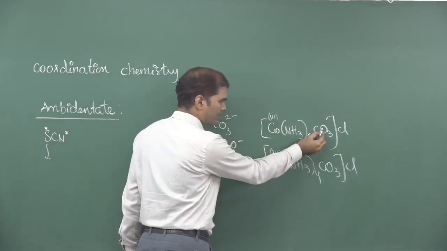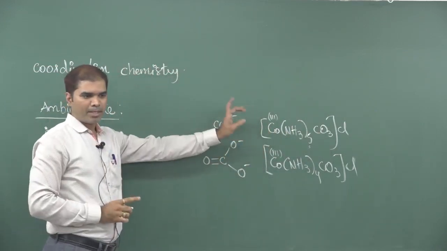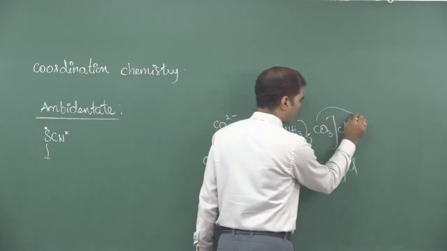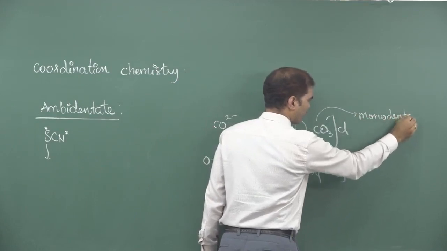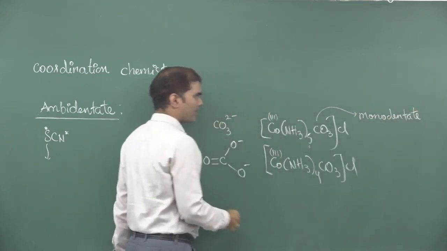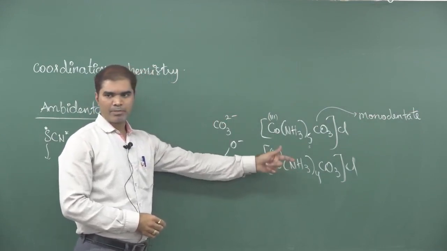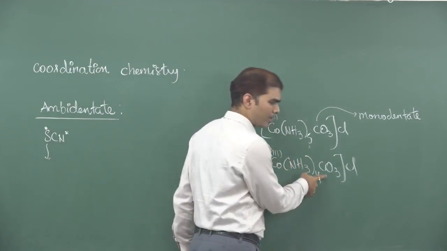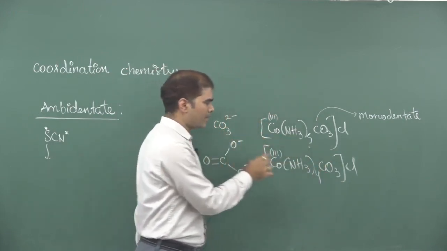Then carbonato might be binding to the metal with only one oxygen. It is binding to the metal with only one oxygen. So in this case carbonato is behaving as a monodentate ligand. If you look at the next complex, cobalt, there are only 4 amines which are monodentate. To get the 6th coordination, this carbonato has to behave as bidentate.